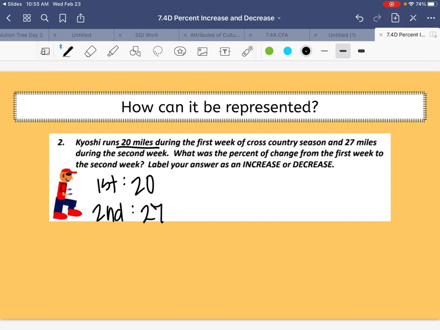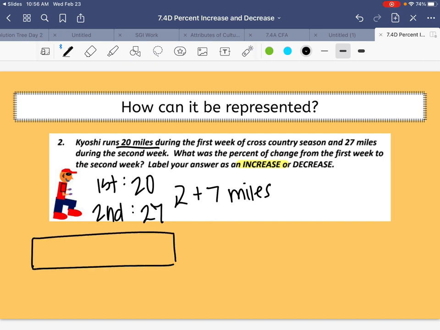So from week 1 to week 2, I increased by 7 miles. That's how much I changed. So I know that this is going to be a percent increase because I went from 20 to 27. And we can represent it multiple ways. I can represent it in a ratio table, or I could also represent it in a strip diagram. If I draw a strip diagram, this would represent 100%. The whole strip is one whole.